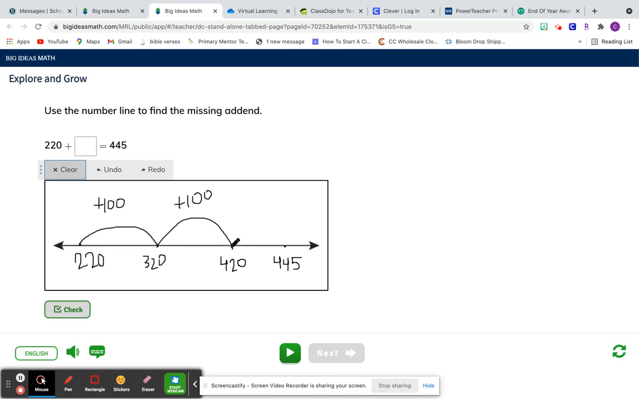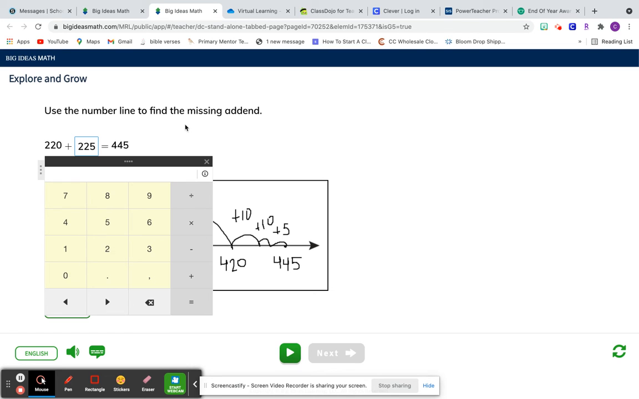Well, we can't go up 100 more, so let's go up 10 more. That would be 430. 10 more, running out of room, would be 440. And then 5 more would be 445. So let's add up these numbers. 100 plus 100 is 200. Plus 10 is 210. 225. So the answer is 225.